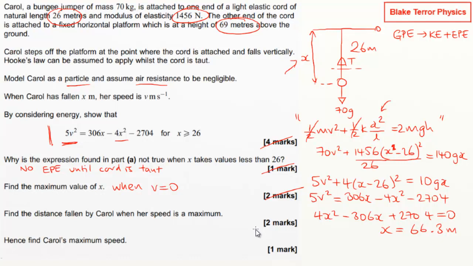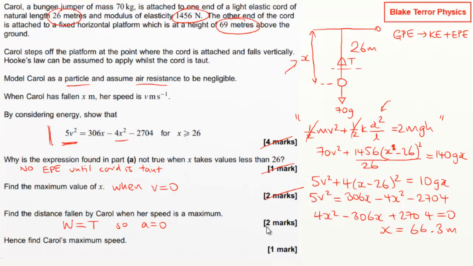Find the distance fallen by Carol when her speed is a maximum. Okay, so maximum speed means we've stopped accelerating. The acceleration is instantaneously 0 because she'll start going back the other way. So the acceleration is going to be changing from positive to negative from the point of view of accelerating downwards. So we need to have that the weight is equal to the tension at that point. And then because of Newton's second law, we're going to have 0 acceleration. So acceleration equals 0. That's when we're going to have maximum speed.